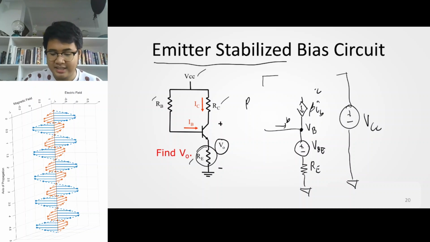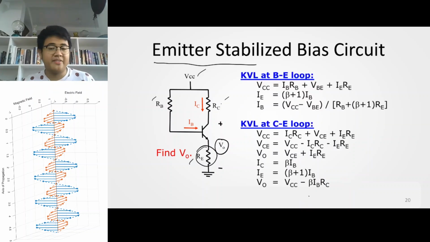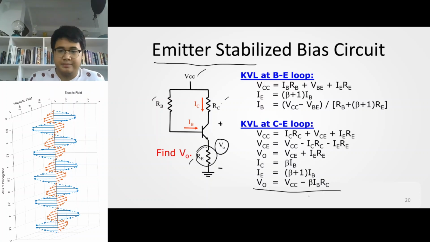All right? And using KVL and KCL, your V out is expressed this way. Okay? And your IB can be expressed in this way. All of these are given parameters in the circuit, so we can solve for V out.